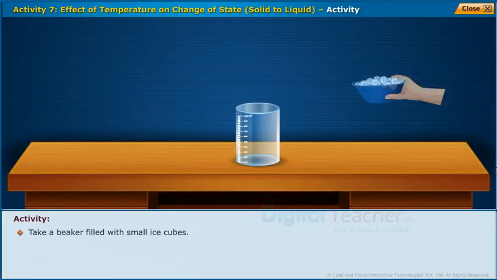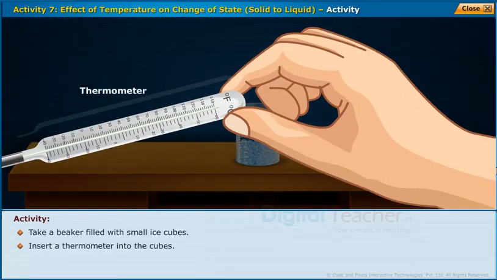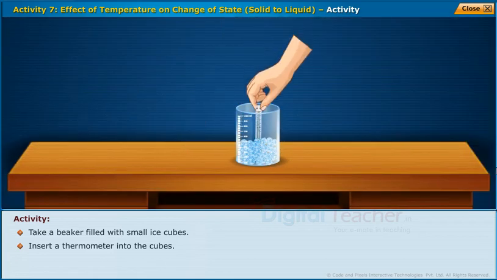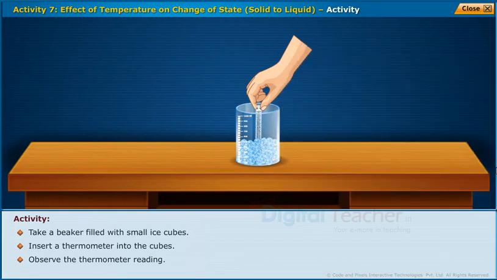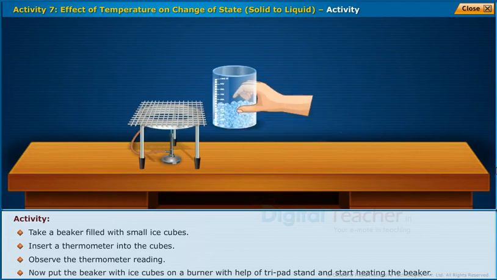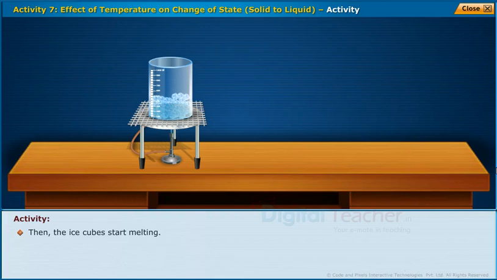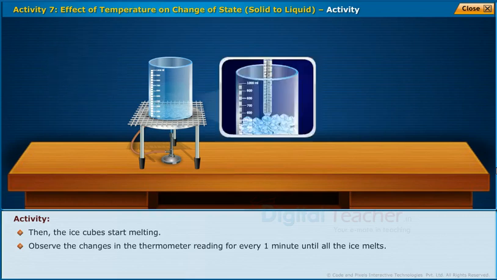Take a beaker filled with small ice cubes. Insert a thermometer into the cubes. Observe the thermometer reading. Now put the beaker with ice cubes on a burner with the help of a tripod stand and start heating the beaker. Then the ice cubes start melting. Observe the changes in the thermometer reading for every 1 minute until all the ice melts.